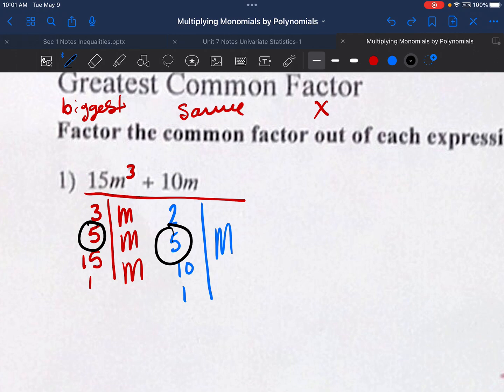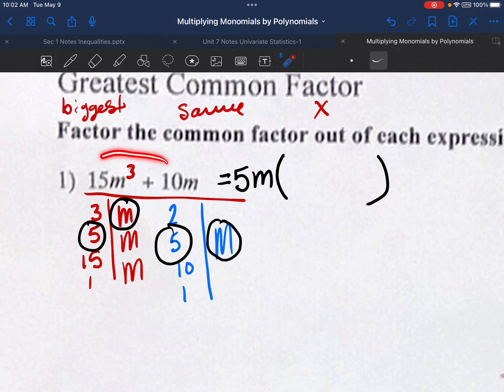And then how many m's do they have in common? Well, it looks like the 15m cubed has at least 1 m, and 10m also has at least 1 m. So what we've done here is we found the greatest common factor. The greatest common factor is the number that we're going to take out, 5m. I need to see what is going to be left of this equation after I take out 5m.